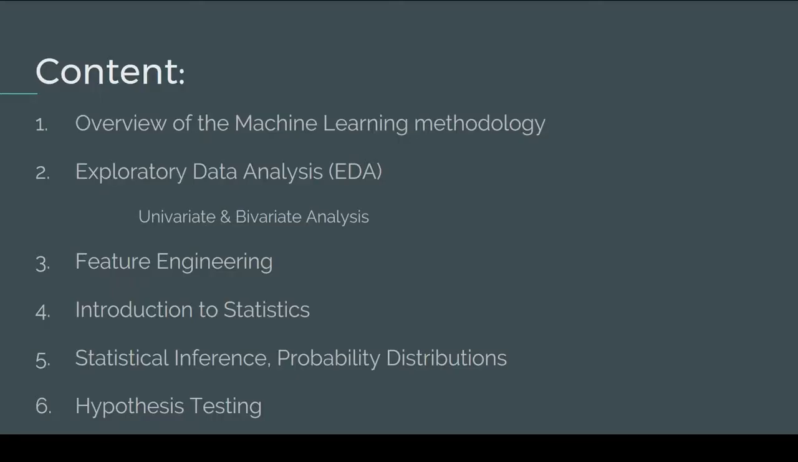We can broadly divide the contents into two sections. In the first section, we'll first start with an overview of the machine learning methodology and then understand exploratory data analysis in depth. We'll then conclude section 1 with feature engineering. In section 2, we'll start with a brief introduction to statistics and then move on to learn statistical inference and probability distributions. Finally, we'll conclude section 2 and the module with hypothesis testing.